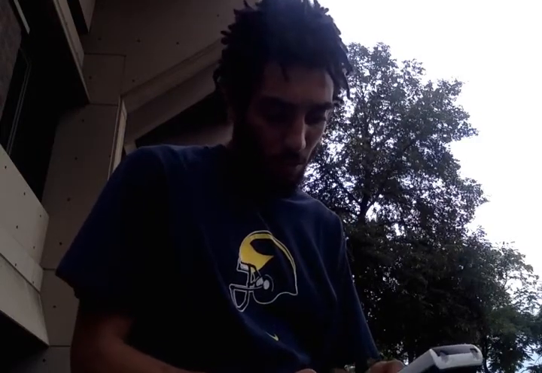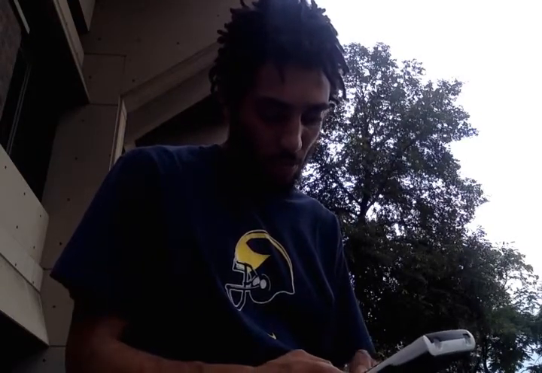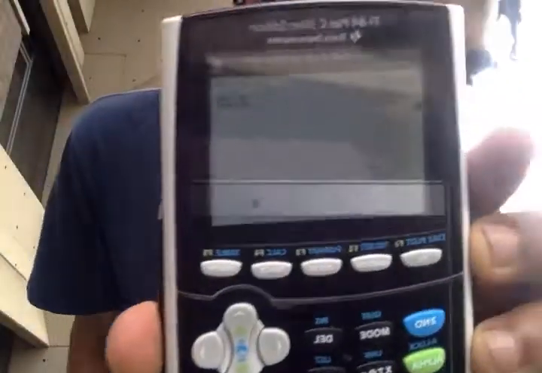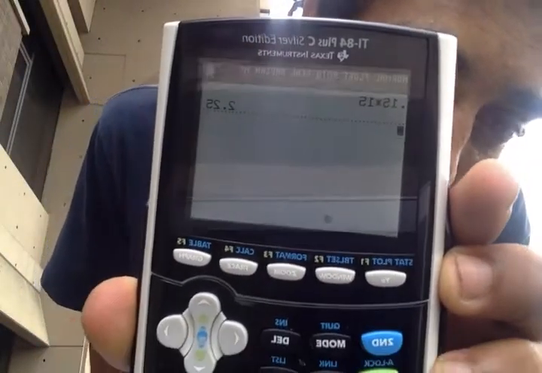So this is just asking what is 15% of 15. And so you do 0.15 times 15 and get 2.25. So you do 0.15 times 15, and that's how you find 15% of 15.